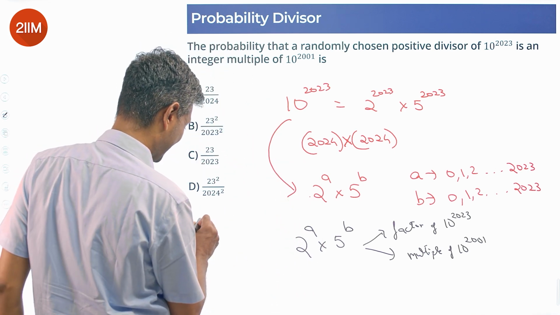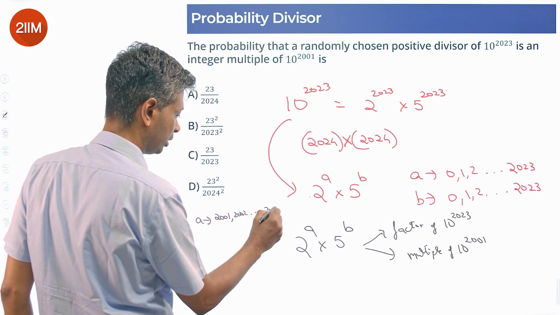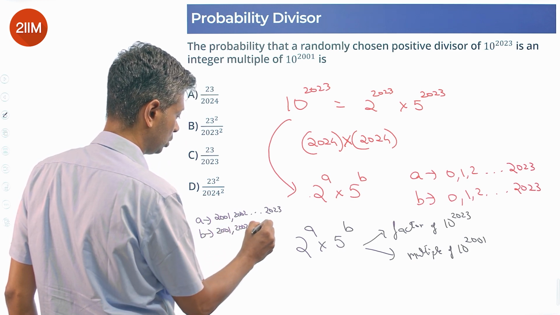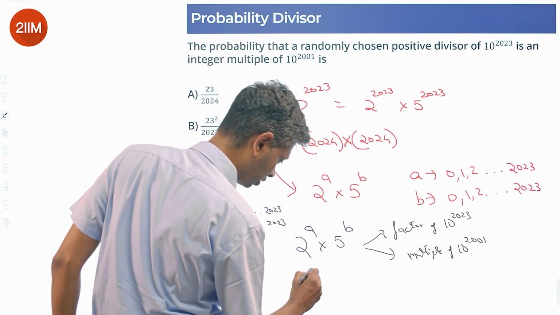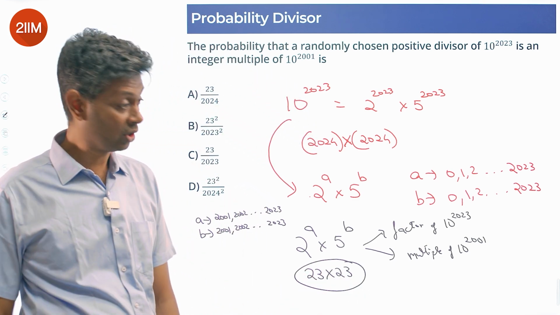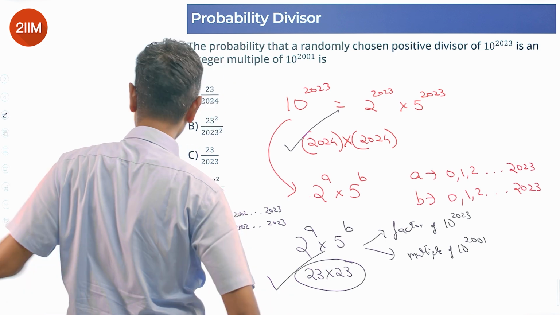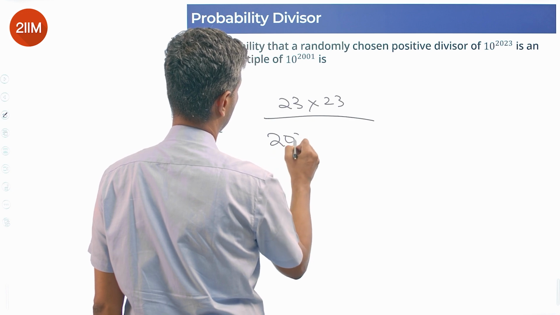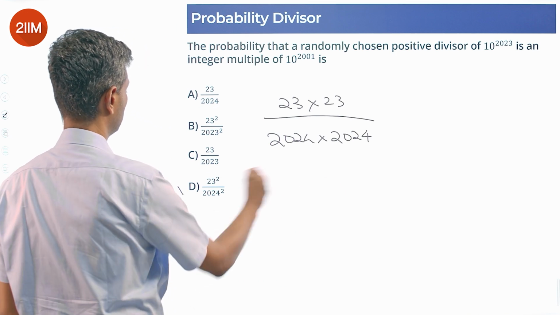That means it should contain 2 power 2021 and 5 power 2021. So what values can A take? A can go from 2021 to 2023. What values can B take? B can again go from 2021 to 2023. So A can take 3 values, B can take 3 values. How many possible numbers are there? 3 into 3 combinations. The probability that we are looking for is within this many numbers. What are the chances that our number is within this subset? Our probability is 3 into 3 by 2024 into 2024, that is 3 square by 2024 square.